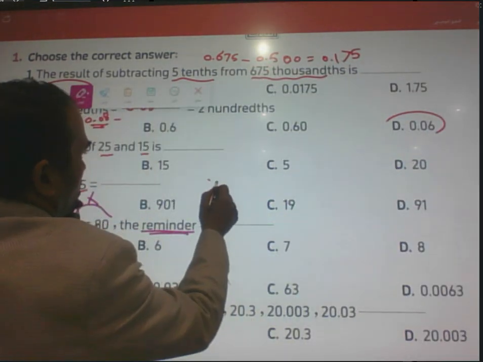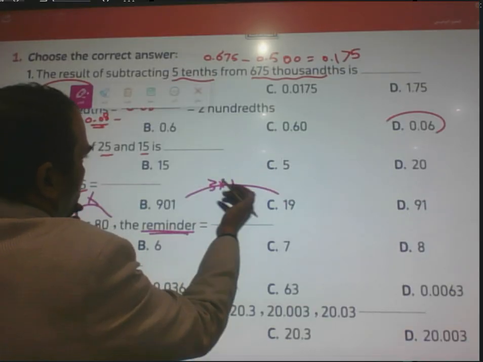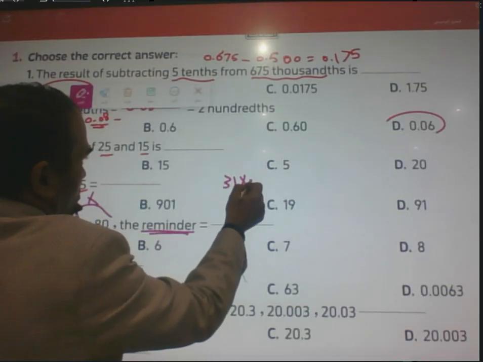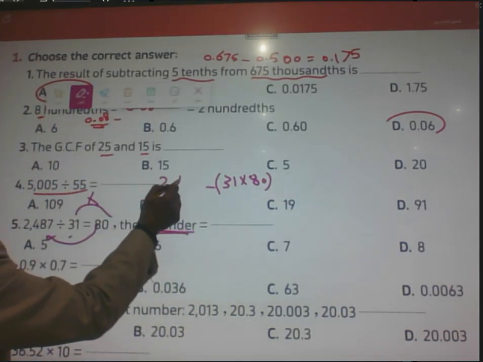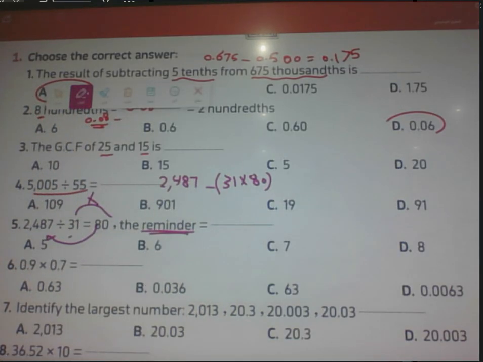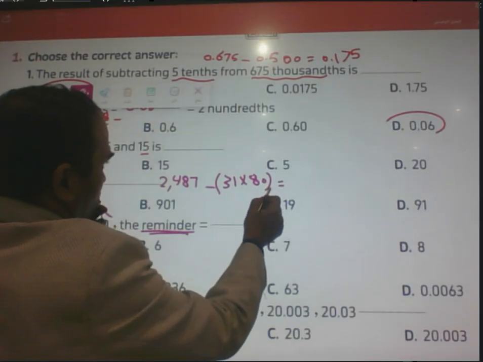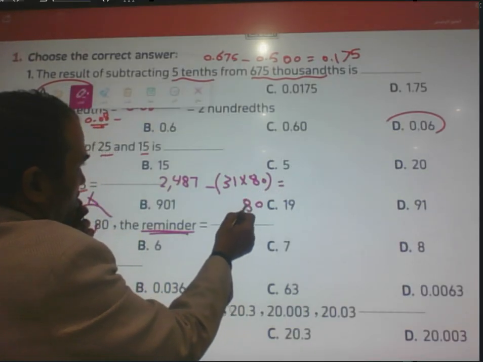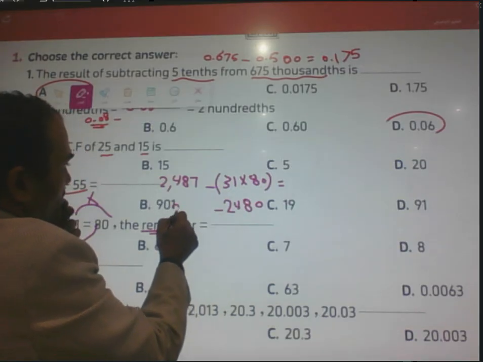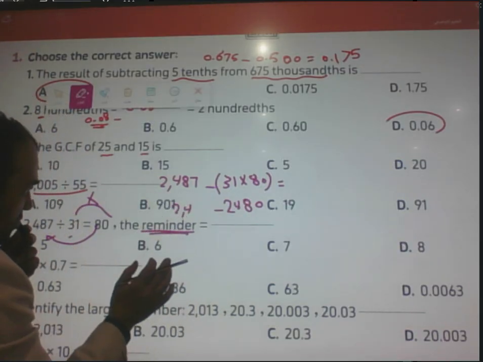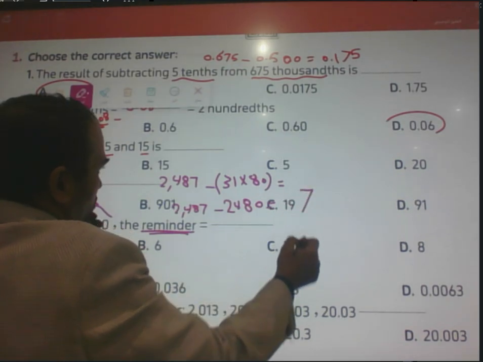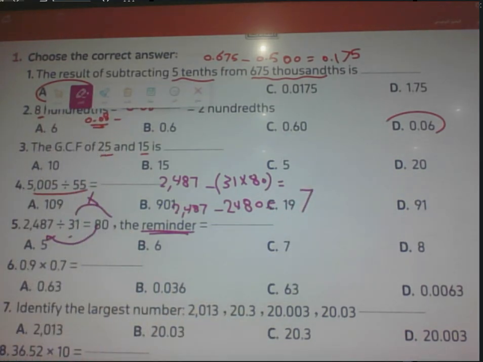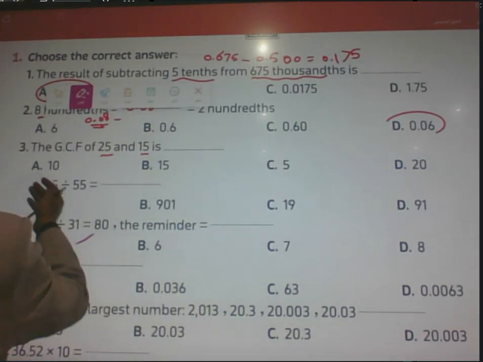31 multiplied by 80, and the answer subtracted from the dividend, 2487. We can multiply the numbers here. Write 0, and 8 times 1 equals 8. 3 times 8 is 24. Then we can find the difference between 2487 and this number. The difference will be 7. This remainder here will be 7.